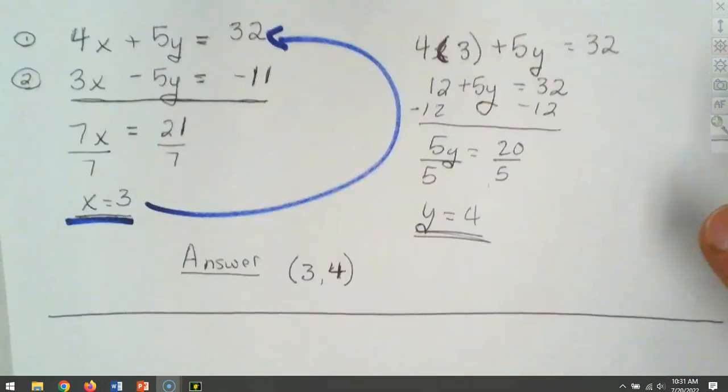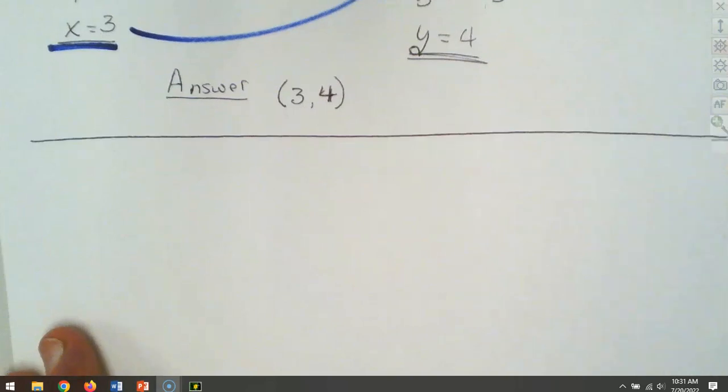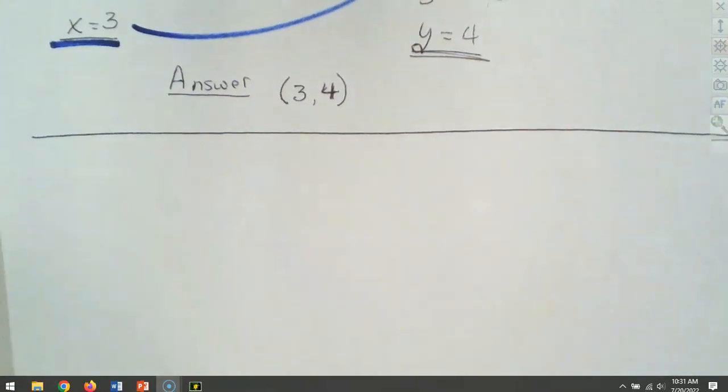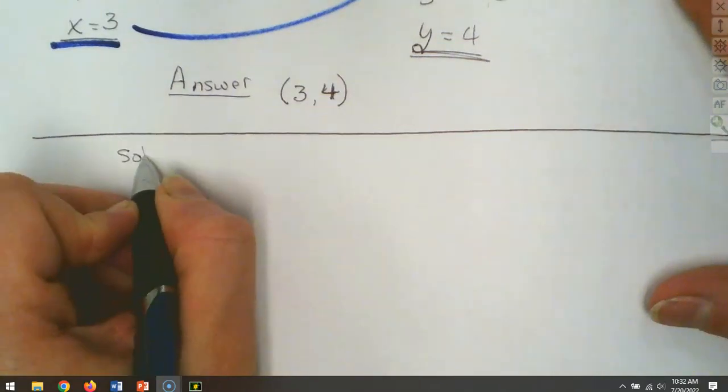No, and we're going to slowly increase the difficulty on these. Sometimes you may have to multiply one equation by something to make it work with the other one. But we always want to eliminate one of the variables. So let's do another one.